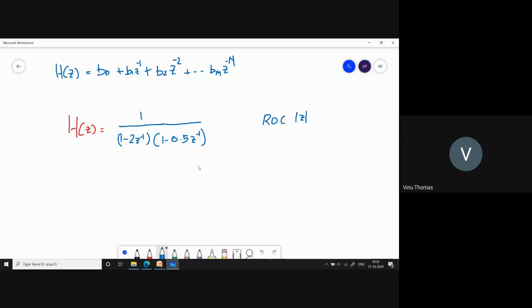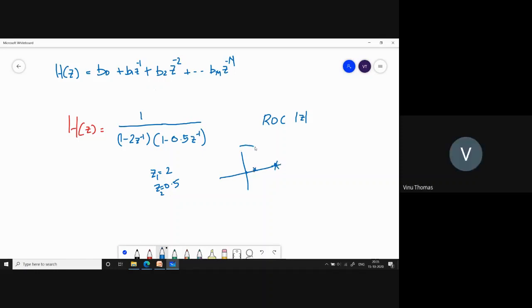Where do you have the poles? The poles are at Z equal to 2 and Z equal to 0.5. Is that clear? So the first pole is at Z equal to 2. I'll call this Z1 and the second Z2. So Z1 is 2, Z2 is equal to 0.5. This is the origin, so 0.5 could be here and 2 would be here. Which is the outermost pole? 2. Outermost pole is 2.